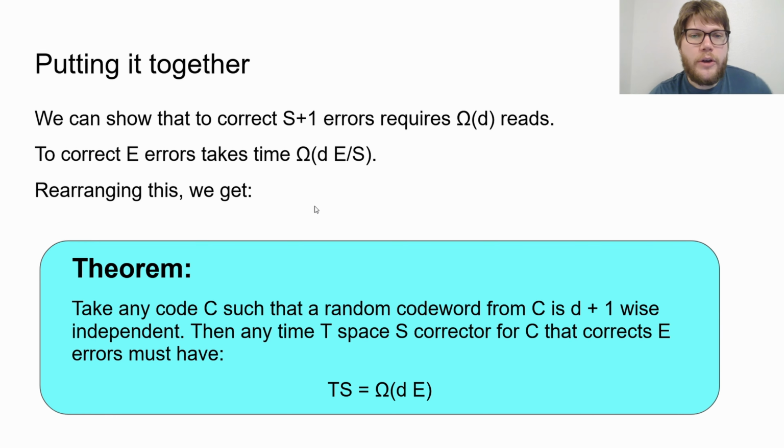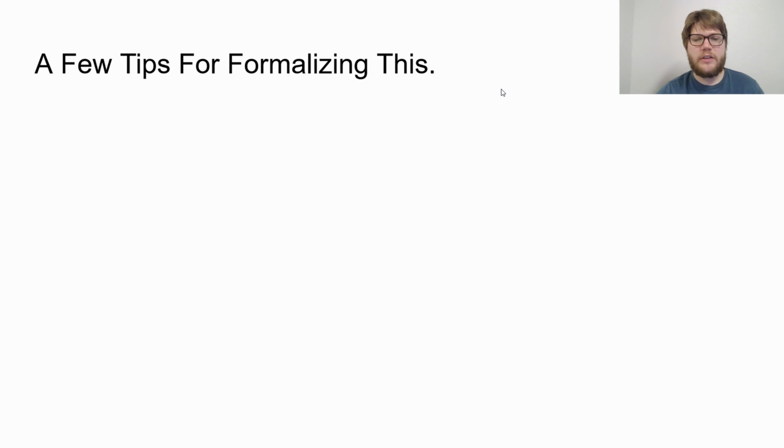So putting it together, we can get the following lower bound. For any decoder that decodes E errors in a code that's d+1 independent, that decoder must run in a time and a space such that the time times the space is at least the independence of the code times the fraction of errors you correct. And for asymptotically good codes with no locality that's sublinear, this requires your time times space to be quadratic. So it takes a little bit more effort to formalize this, and a few concerns you might have are these.